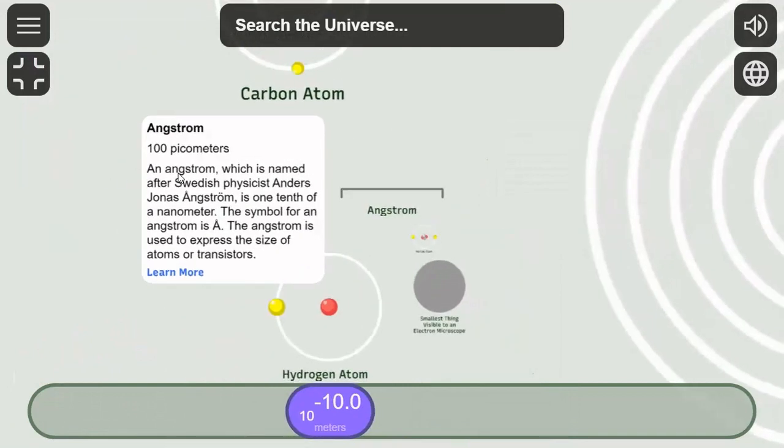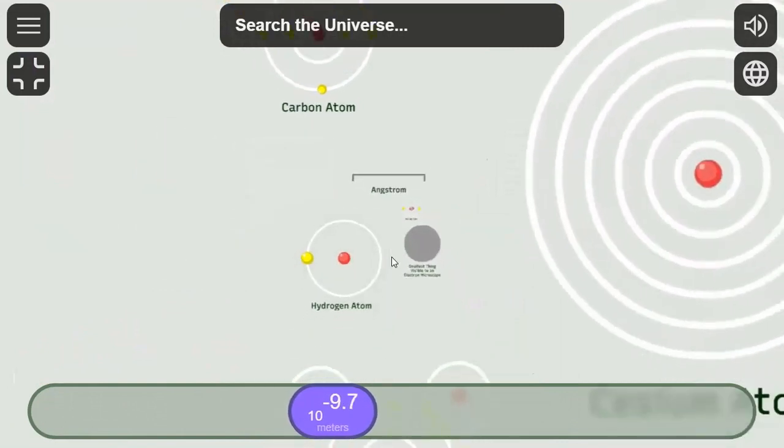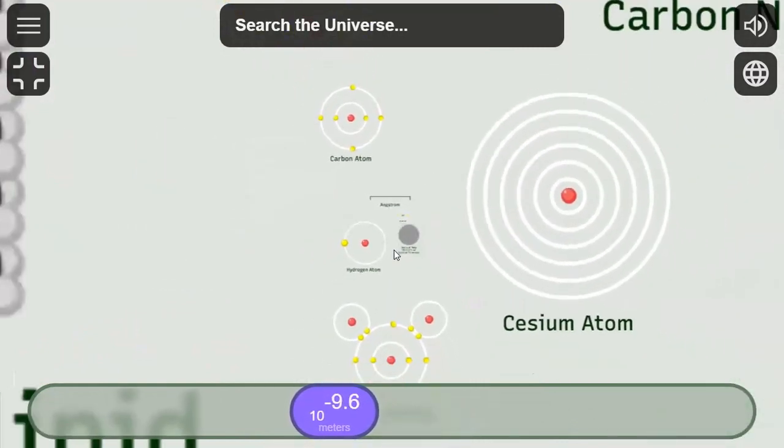An angstrom is actually 100 picometers, and the angstrom, which is named after Swedish physicist Anders Jonas Angstrom, is one tenth of a nanometer. The symbol for an angstrom is Å. So the angstrom is used to express the size of atoms or transistors. Wow. Then carbon atom, hydrogen atom.